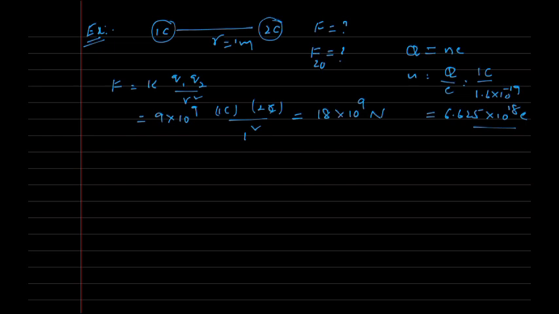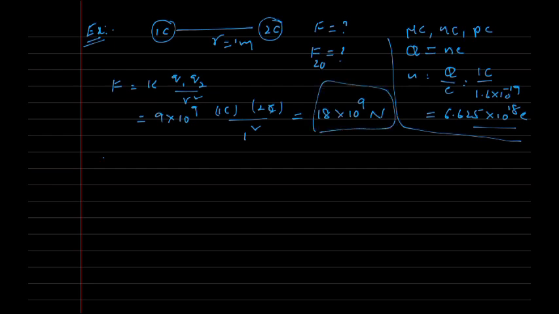That is why we often use charge values as microcoulombs or nanocoulombs or picocoulombs. In very rare cases we use millicoulombs. Okay, but however, 1 coulomb is a very large value. That is the reason we have got this much force between the charges.